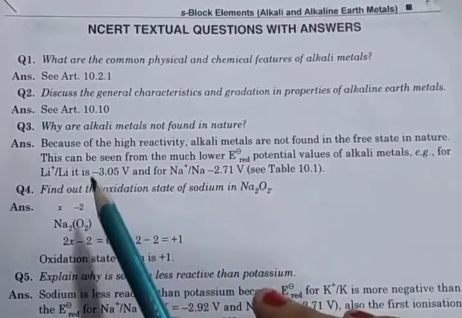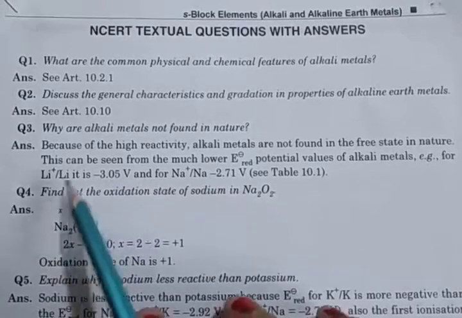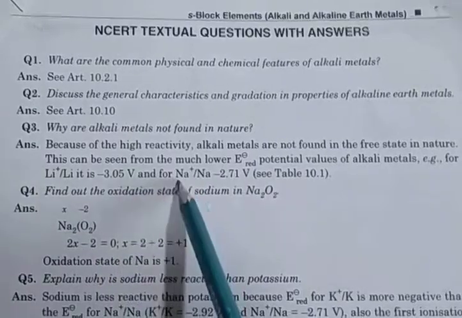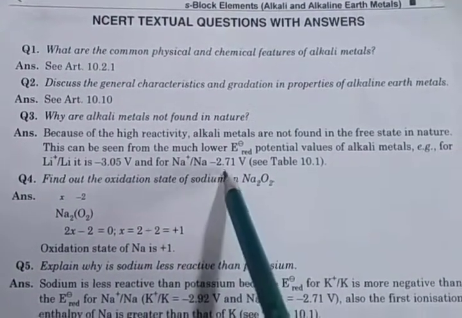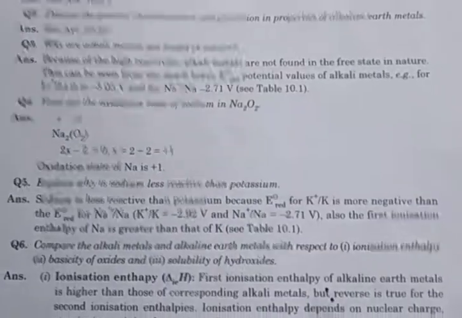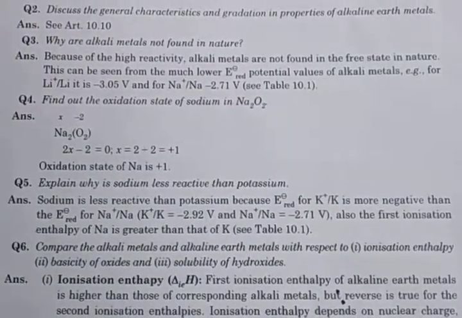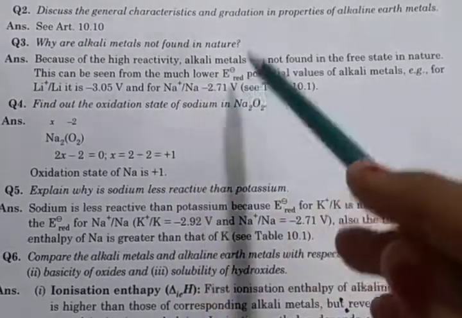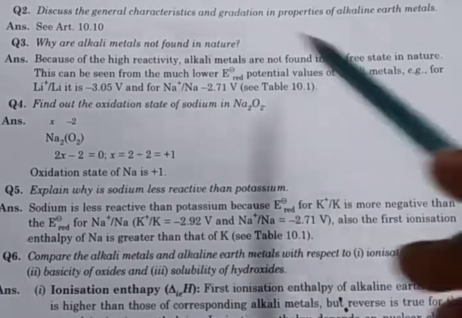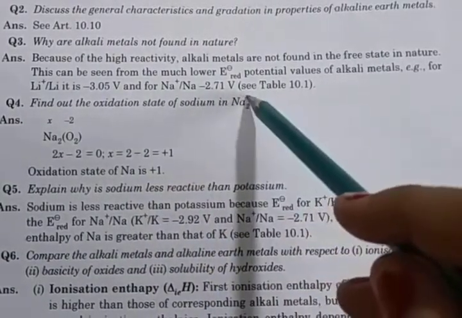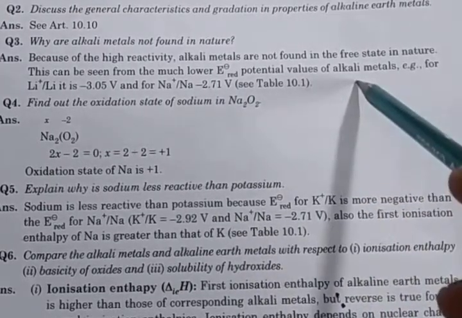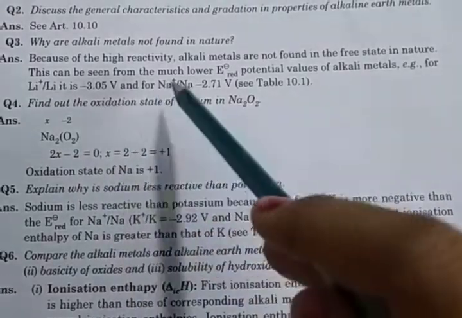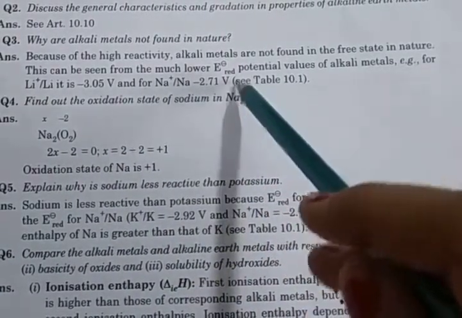For example, for Li+ to convert into lithium, it is minus 3.05 volt, and for sodium+ to sodium it is minus 2.7 volt. The values are also given in Table 10.1 in the textbook. So because of the high reactivity, alkali metals are not found in free state in nature, and this can be seen from the much lower reduction potential values of the alkali metals. For example, Li+ to Li is minus 3.05 volt, and Na+ to Na is minus 2.71 volt.